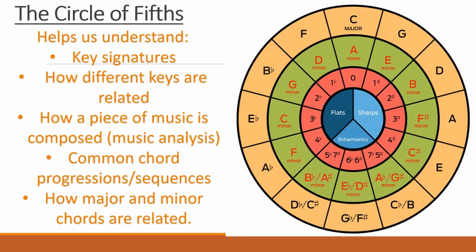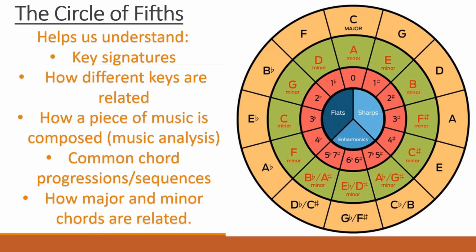It's just a bit of shorthand for us, so we know what key we're in and we know what notes to play. The circle of fifths also tells us how different keys are related. So the keys that are closest together are closely related and will often sound good one after the other.